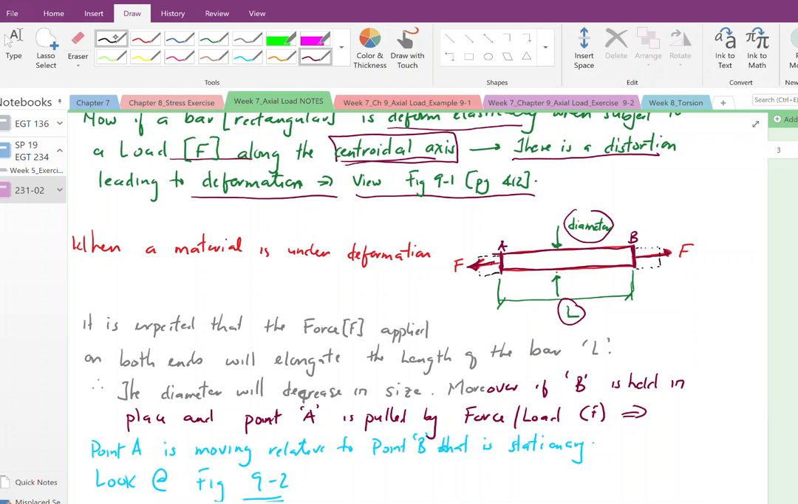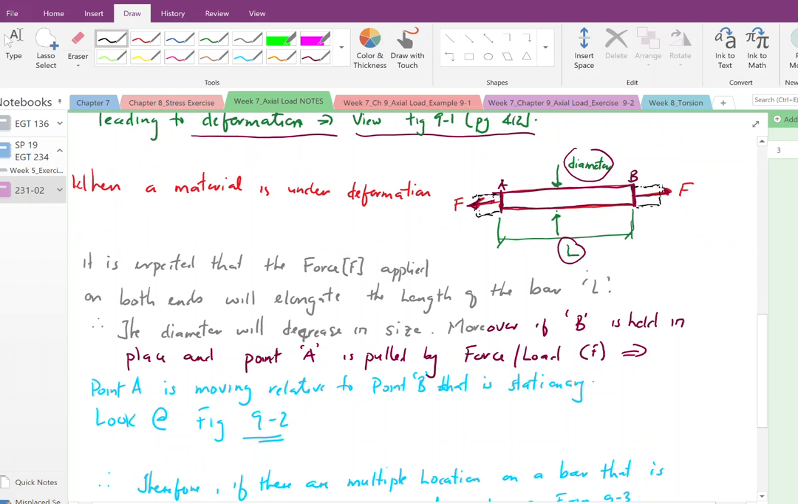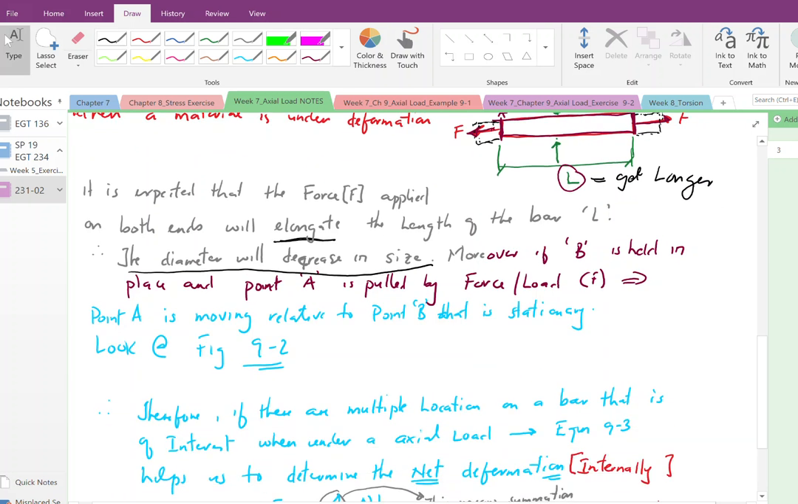When you begin to extend this bar, right, it's going to actually stretch, okay, which is denoted by these dotted lines. So typically what happens is your L now gets longer, okay? And that's what we mean by elastically deforms, okay? So in this case it begins to elongate, all right? Now the diameter, of course, in response will decrease, okay?